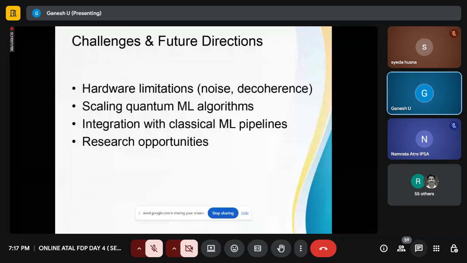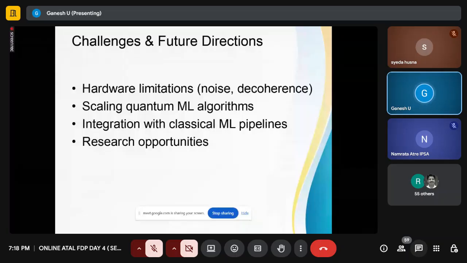Next, scaling quantum machine learning algorithms is also one challenge. Next, integration with classical ML pipelines. Integration we have to do carefully. When you connect classical machine learning principles along with the quantum computing principles, the gates and circuits, you have to do it very carefully.